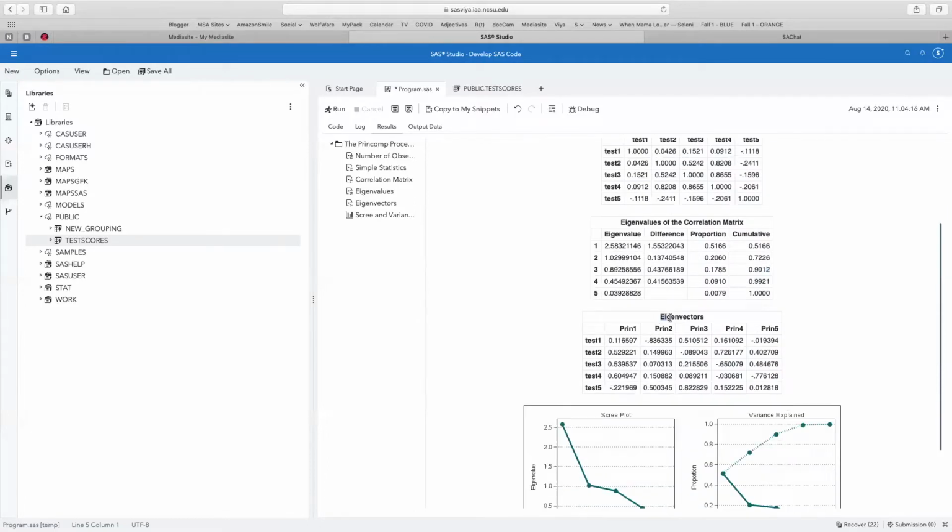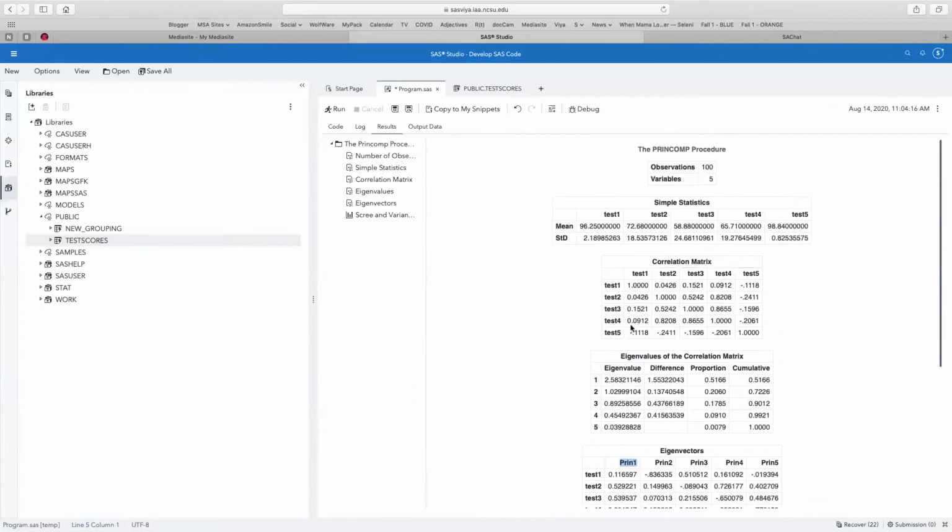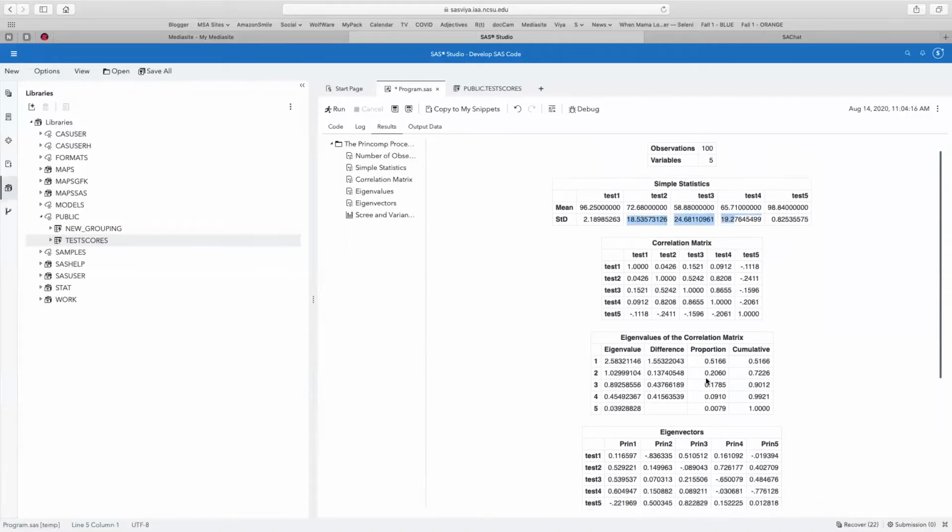The next piece of output is the eigenvectors. So the eigenvectors, again, these are the loadings. Prin 1, the loadings for principal component 1. Looking down this list, it looks like it's primarily those middle 3 tests. And that is what I would expect to see, given that those 3 tests had the largest amount of variance.